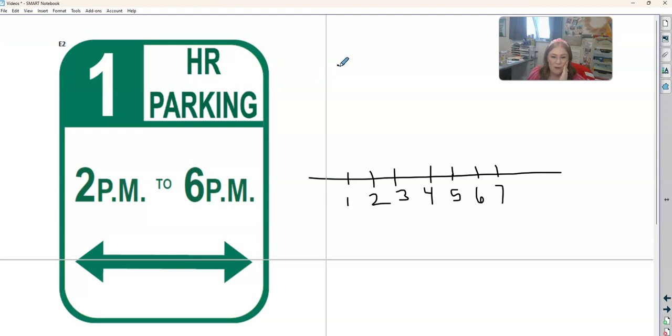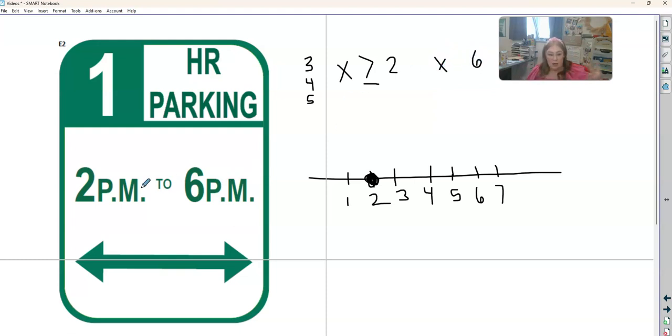So we need to start writing some inequalities. We're comparing x to 2. They can park there from 2 to 6, so they can park there after 2. They can park there at 3, 4, 5. All of these are greater than 2. Now, can they park there at exactly 2? Yes, they can park there at 2. So this one, I'm filling it in. It's grabbing it and saying, yes, we can fill it in. It's at the 2.